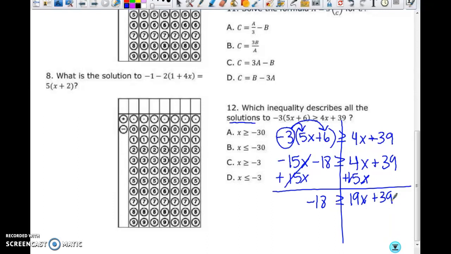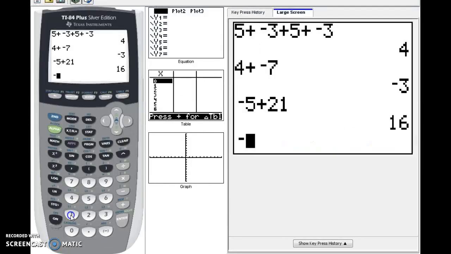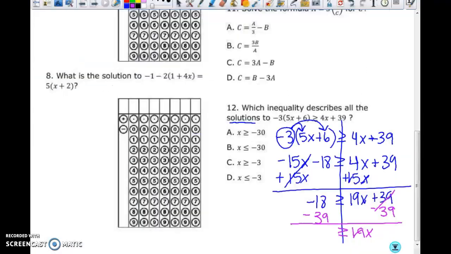Lastly, I can go on ahead and solve. So the first thing to get rid of is the constant. So we do minus 39 to both sides. Alright, that will go away. Bring down my 19x. Bring down my inequality and negative 18 minus 39 is negative 57.